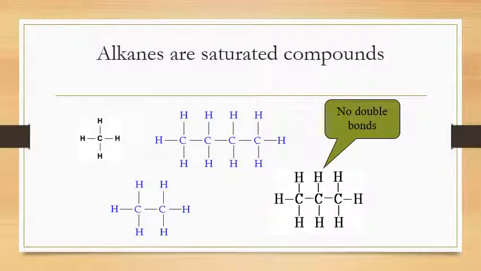Another important difference when we look into alkenes as well is that alkanes can be considered saturated compounds. So what does that mean? Well, it means they don't have any double bonds. Carbon forms basically 4 single bonds. No double bonds means it's saturated. This will become more important when we look at unsaturated compounds like the alkenes, which are next.